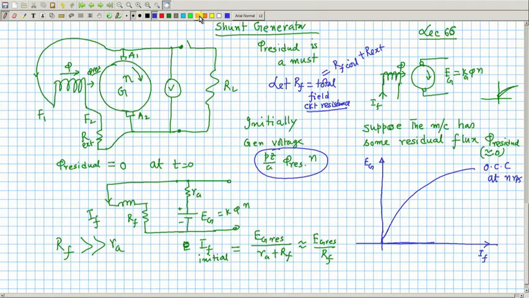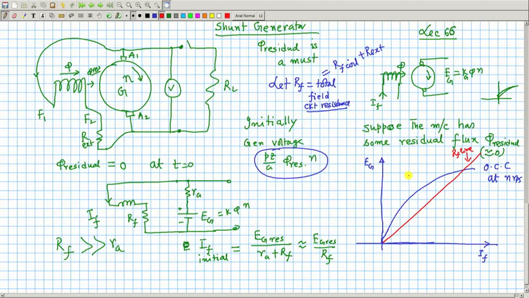Now, what I will do is this part is very interesting. You just sketch the VI characteristics of this resistance, which will be a straight line like this. This is the RF line, people call it the RF line.